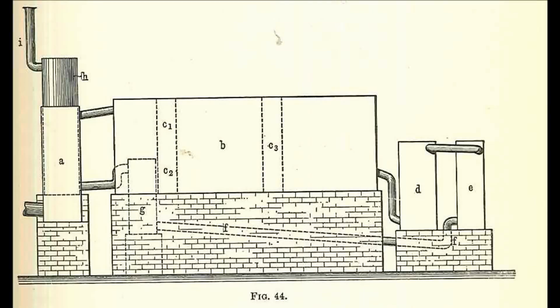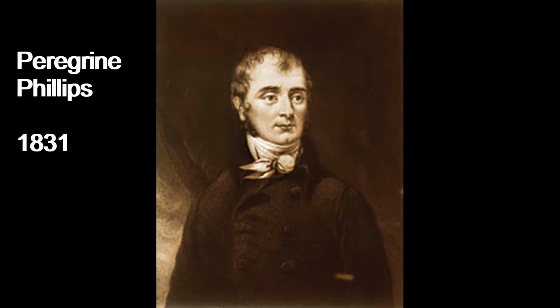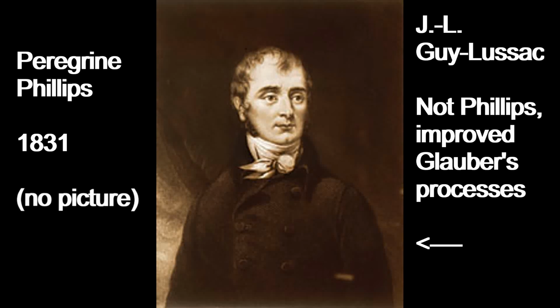almost 2 centuries. However, the greatest improvement was made in 1831 by the British vinegar merchant Peregrine Phillips, who patented a far more economical process for producing sulfuric acid. It is now called the contact process. And the entire world supply of sulfuric acid today is produced through the contact process.